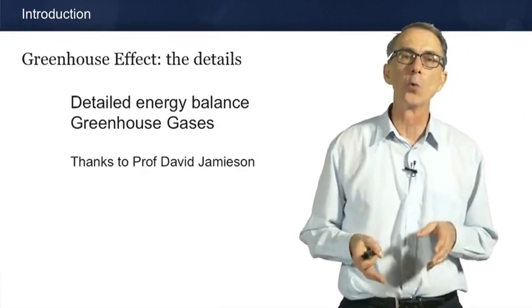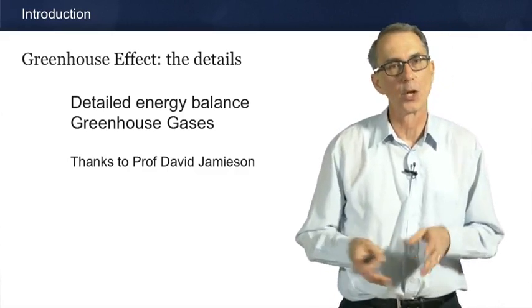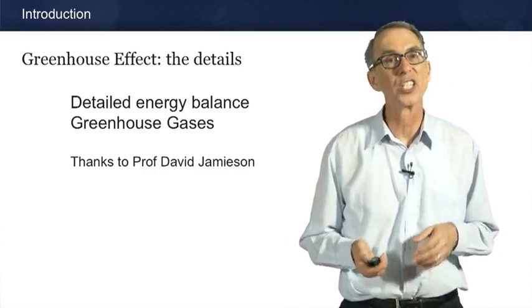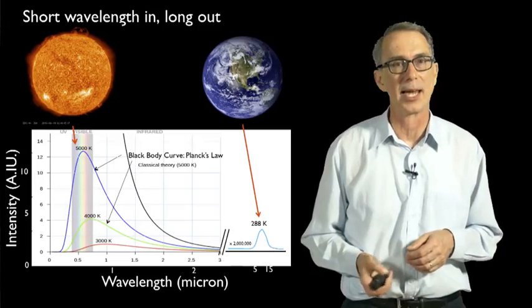And in particular the role that different gases in the atmosphere, the so-called greenhouse gases, play, how they affect radiation, and the other gases in the atmosphere. What's the difference between greenhouse gases and the other gases?